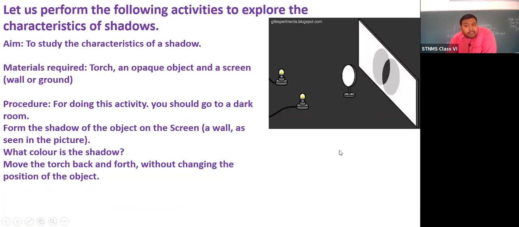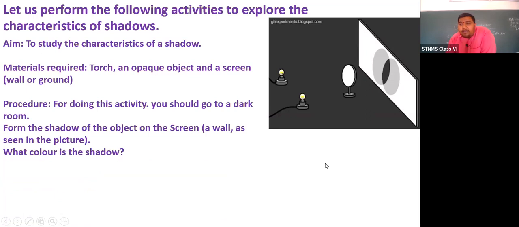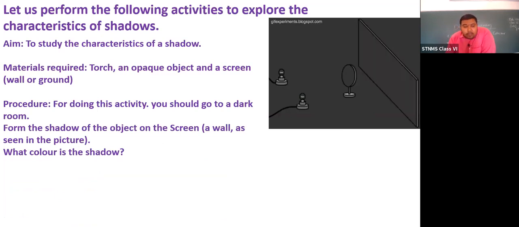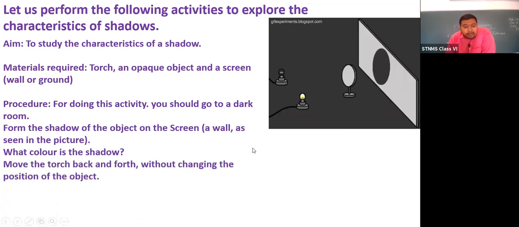Okay. Now, first characteristic is what? The color of shadow is always black or gray. It does not depend on whatever the light it is or whatever the color of the object. Okay. So it is always black.